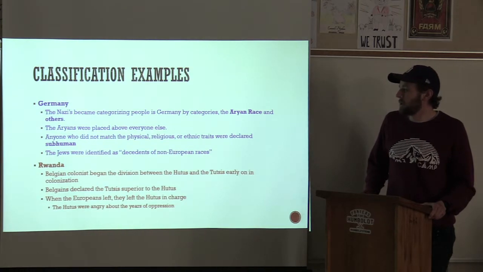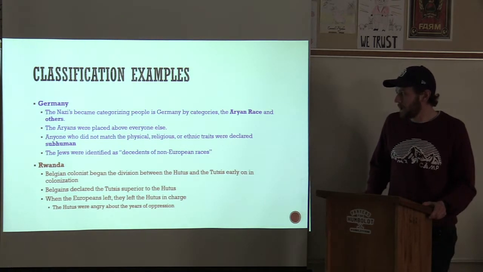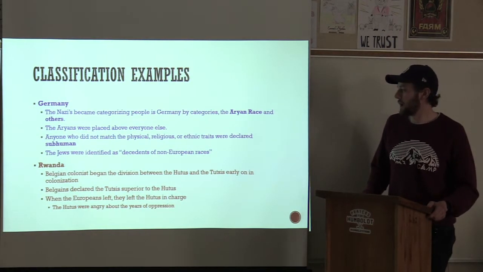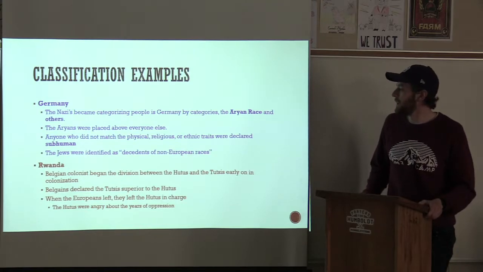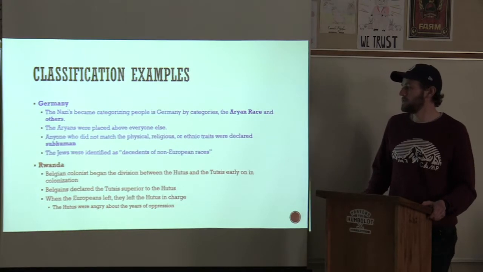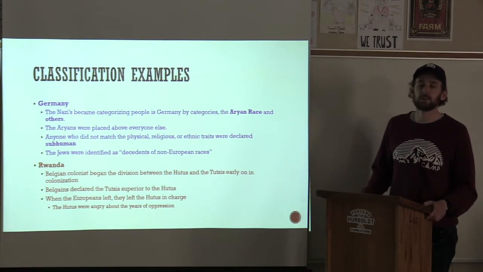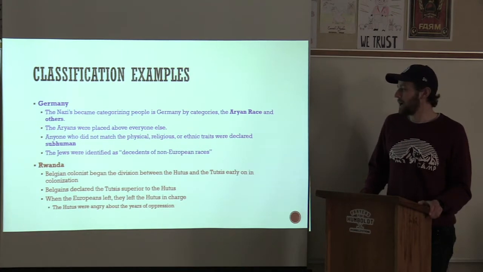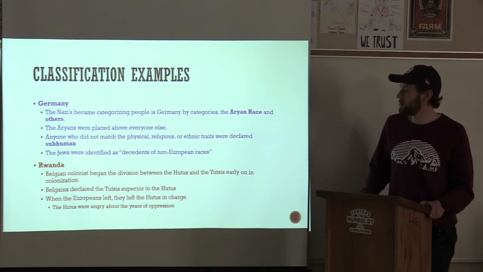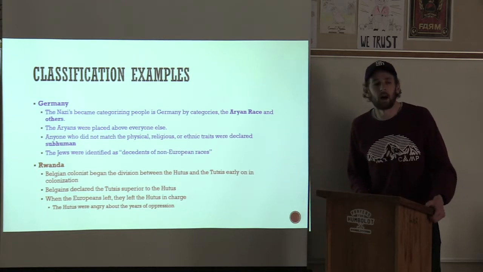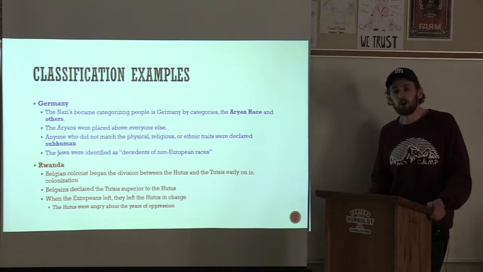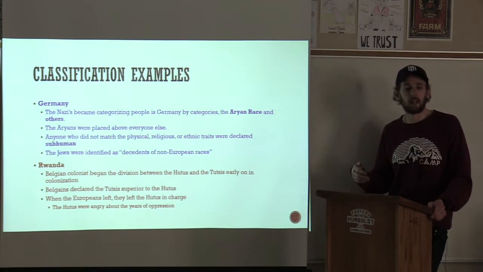So in Nazi Germany or Nazi-occupied Europe, the Germans began identifying the us as the Aryan people, white people of European descent. The Aryans were placed above everybody else, and anybody who did not match the physical, religious, or ethnic traits was declared to be subhuman, less than a human being. Now, the group that was primarily targeted were the Jewish people, as they were identified to be descendants of non-European races. Now, that's interesting because a lot of Jewish people can trace their ancestry for tens or hundreds of years back to Europe.